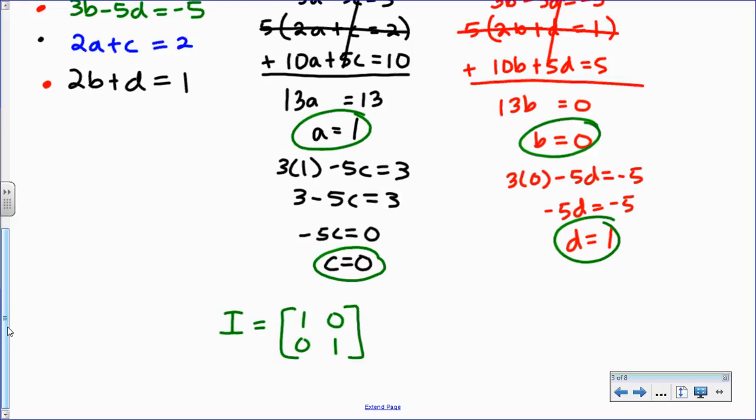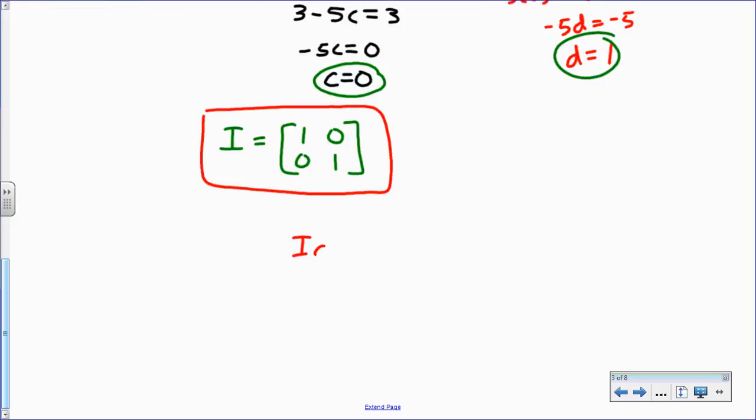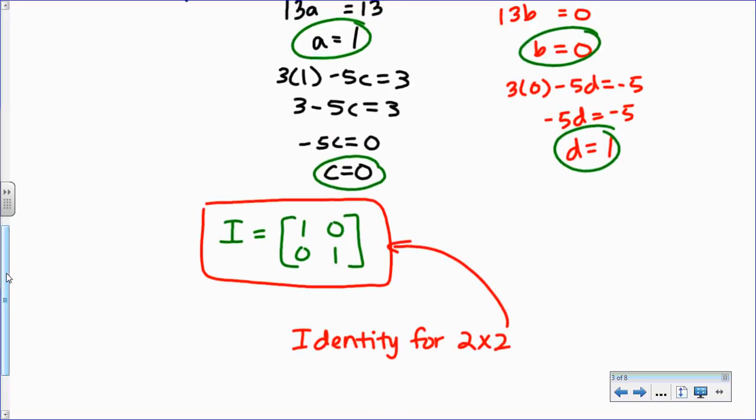So this is the identity for a 2 by 2 matrix. That's basically what we proved. And we've talked about that already, but this is why we get 1, 0, 0, 1. We wanted to know what we had to multiply A by to get A. So we did that multiplication backwards and solved and got 1, 0, 0, 1.